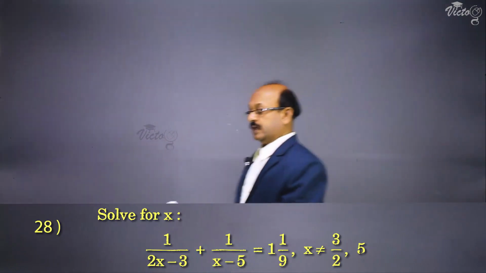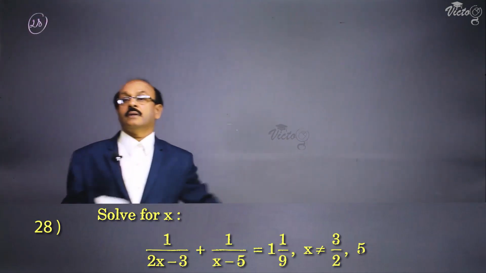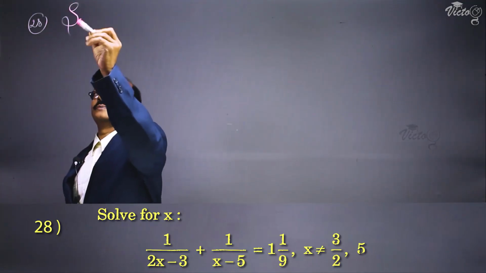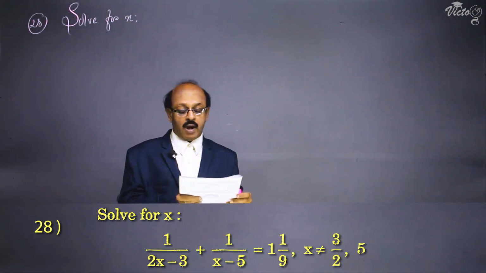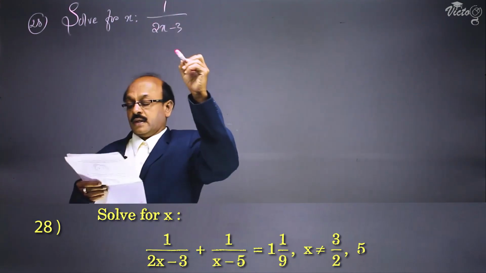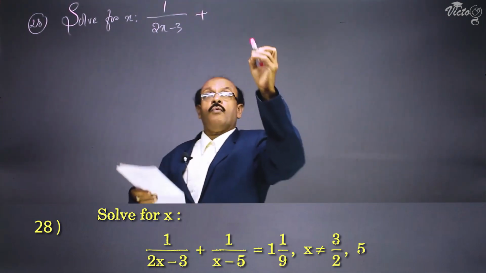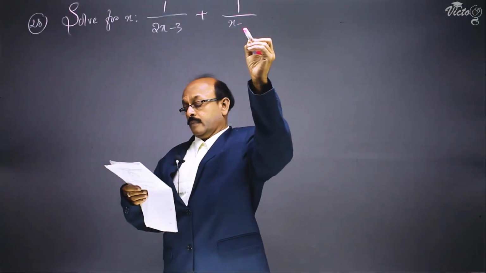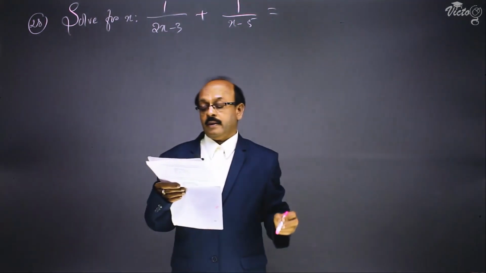Next is question number 28. Just solving question. Solve for x. The question is 1 by (2x minus 3) plus 1 by (x minus 5) is equal to 1 and 1 by 9.